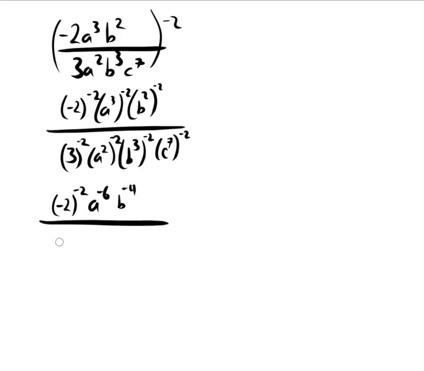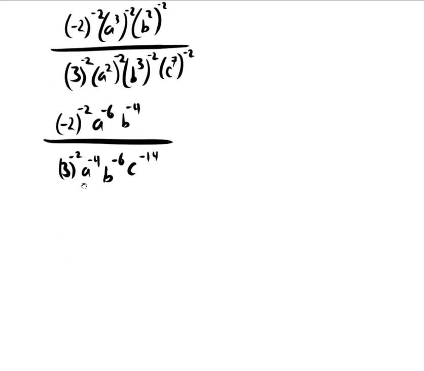And I get 3 to the negative 2, and I get a squared to the negative 2, which is a to the negative 4, right? I get b to the negative 6, and I get c to the negative 14. Once again, I got all those by multiplying these exponents together, because that's what you do with the power to power rule. So now the next step is to simplify.